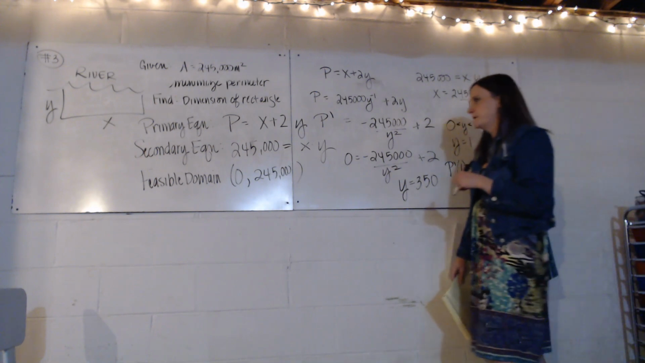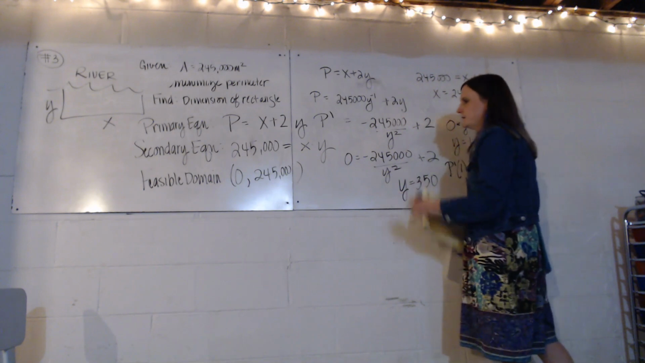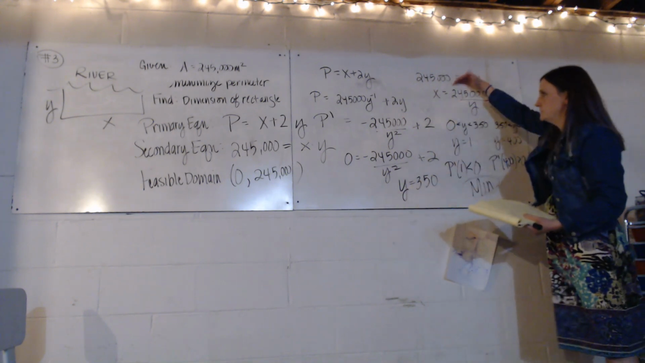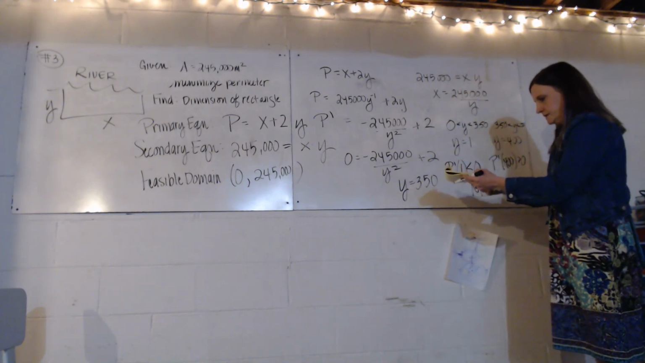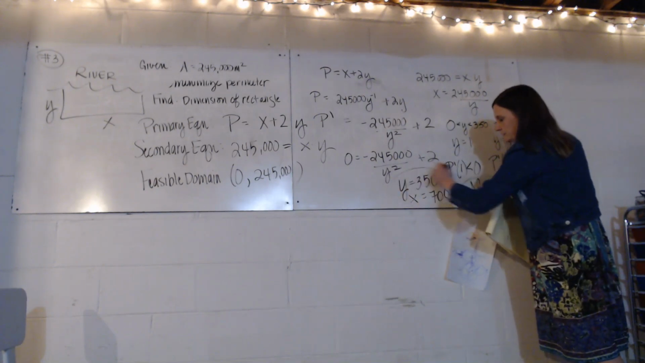So if I'm trying to find my dimensions, Y is equal to 350, then I can solve for X just using the area, and X is equal to 700. And that's it.